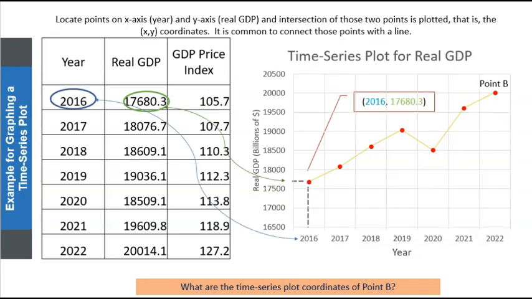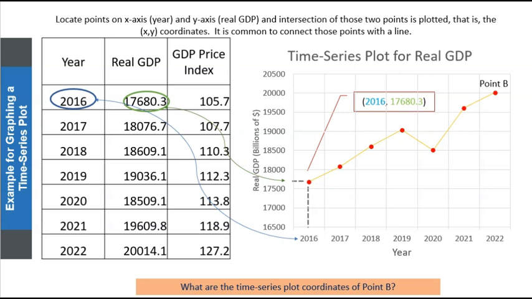Next, let's look at that same data plotted as a time series. In this case, the x-axis becomes the time axis, and we can create the time series for either or both real GDP and the GDP price index. For this example, though, we will show the graph of real GDP only, but you should be able to do the time series plot for the GDP price index versus time.